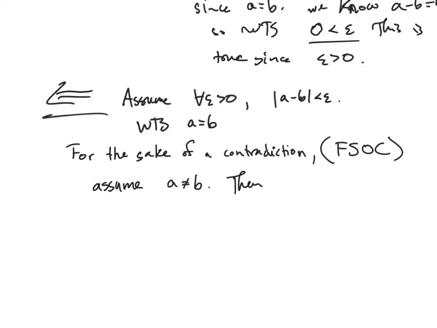eventually I want to say something about this, absolute value A minus B, right? So can we say something? If A is not equal to B, then what can be said about absolute value A minus B? Yeah. It's not 0, right? In fact, it's greater than 0. Yeah, because the absolute value cannot be negative. So if A is not equal to B, then absolute value A minus B is greater than 0.